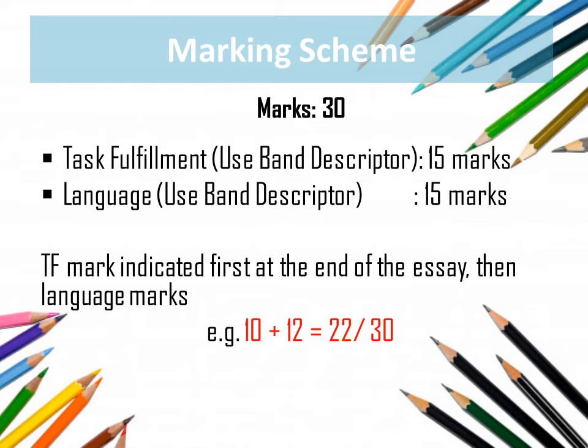This part of the paper is of 30 marks. These marks are equally divided into two parts. The first one is for task fulfillment and the second one is for language. To assess the performance in both the areas, band descriptors are used. You can see here that the first marks are of task fulfillment, followed by the marks for the language, and then a total is given out of 30.